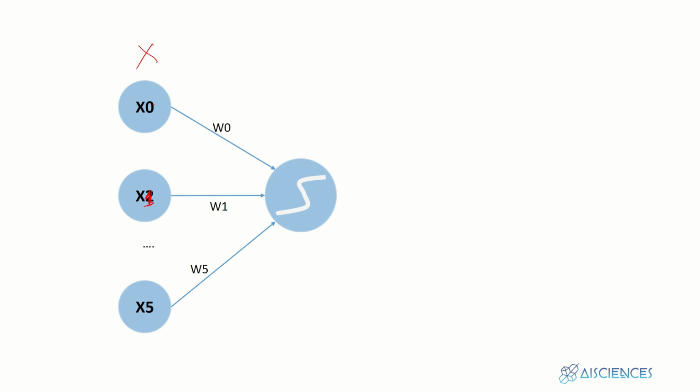Okay, so we have x0, x1 up to x5, and also we have weights w0, w1 up to w5. For the sake of simplicity, we are not adding bias into it, just because we want to write a very simple implementation over here. Later on, when we work on a project, we'll make use of bias as well. So this is the simplest neural network that we have.